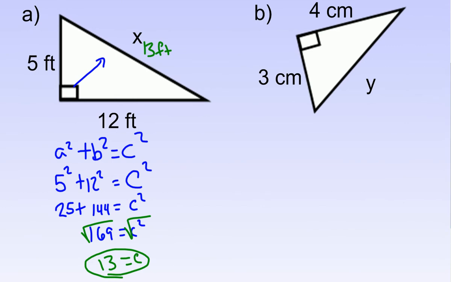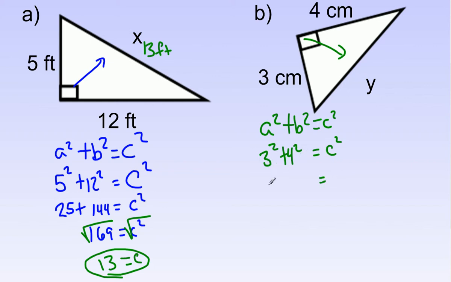Letter B. Same process. So first thing I do is I write down the formula. A squared plus B squared equals C squared. And I'm looking for the hypotenuse. I'm looking for the C, this longest side, so I leave it a variable. The other two, it doesn't make a difference how you put them. You can put 4 squared plus 3 squared or 3 squared plus 4 squared.